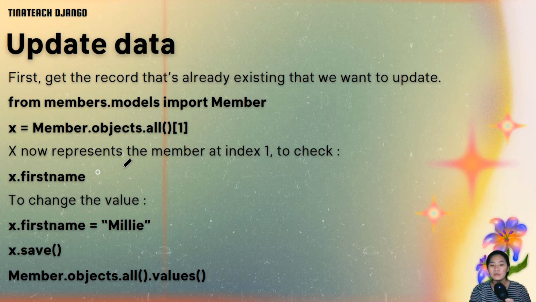x now represents the member at index 1. Now if you want to check, you can just go with x.firstname, and it'll display to you the old value that already exists in the database. Now to change the value, you can go x.firstname = Millie and then x.save(), and then display all of the data so you can see whether or not your code is correct.